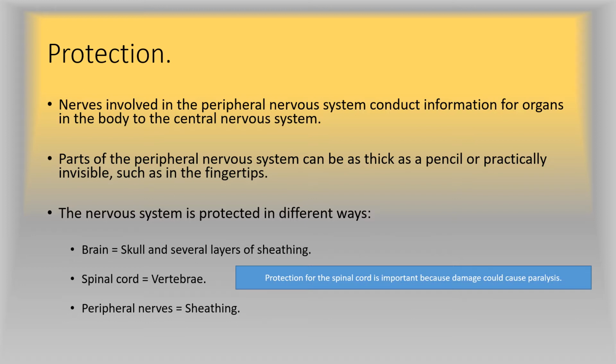The nervous system is also protected in different ways. For the brain, we know that we have the skull, and there's also several layers of sheathing which protect our brain. The spinal cord is protected by our vertebrae. So your spinal cord has bone around it, and your vertebrae around it that protects these nerves. And I just want to point out that protection for the spinal cord is important, obviously, because damage could cause paralysis. So sometimes when somebody has a broken spinal cord or damage to their spinal cord, this can cause paralysis. And then even the peripheral nerves also have sheathing as well to protect them.